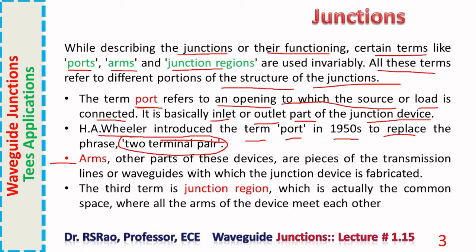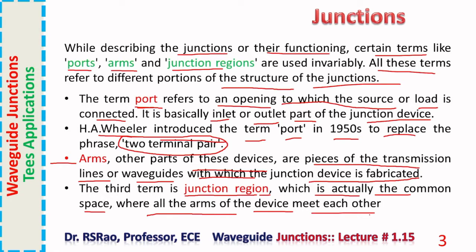Arms are other parts of these devices. These are pieces of transmission lines or waveguides or coaxial lines with which the junction device is fabricated. Waveguide pieces, coaxial line pieces, they are arms. The third term is junction region. It is a region, a space, which is actually a common space where all the arms of the device meet each other. So port is an opening, arms are waveguide pieces or coaxial pieces.